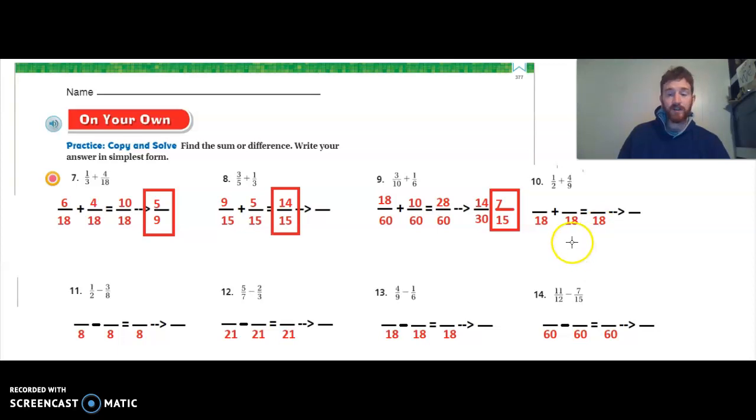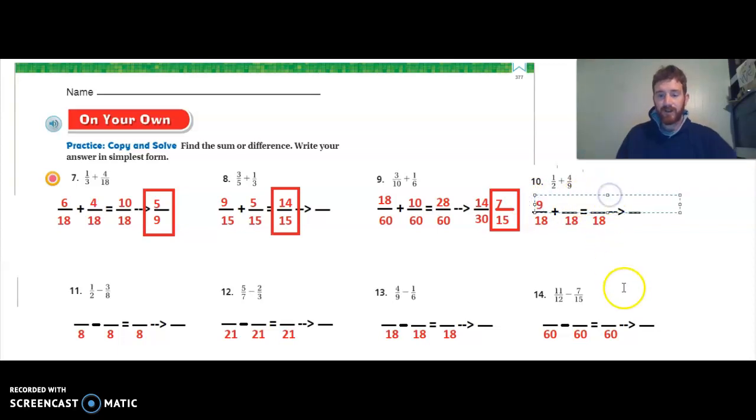All right, one more addition problem here. I'm going to use 18ths as my common denominator for number 10. I got 1/2 plus 4/9. Common denominator I can use here is 18. Let's go ahead and do the equivalent fractions. 1/2, 2 times 9 would make 18. So I have to do 1 times 9, which of course is 9 for my numerator here. And there we got a good start.